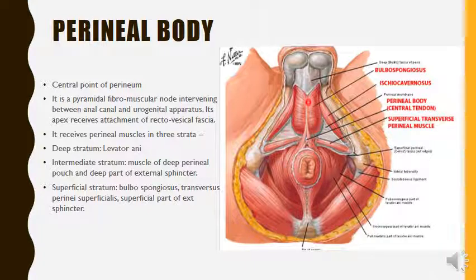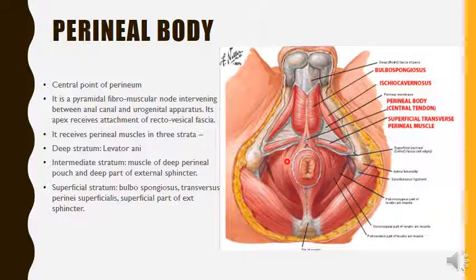Okay. And the superficial stratum, this one is all the superficial stratum. In that we will see the attachment of the bulbospongiosus muscle. This is the bulbospongiosus muscle. Then the transversus perineae superficialis muscle here, and this is the superficial fibers of the external anal sphincter, right? So these are all going to get attached or inserted into this perineal body.